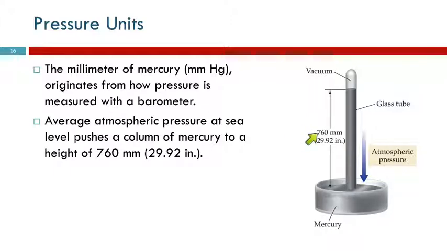So 760 millimeters is the height of the column of mercury. That is equivalent to the atmospheric pressure at sea level. And so that became a unit of pressure measurement. So the unit is millimeter of mercury, which seems kind of weird, right? Because that's a length of an element, but it has to do with the barometer. It's the height of a column of mercury. Any questions about that?